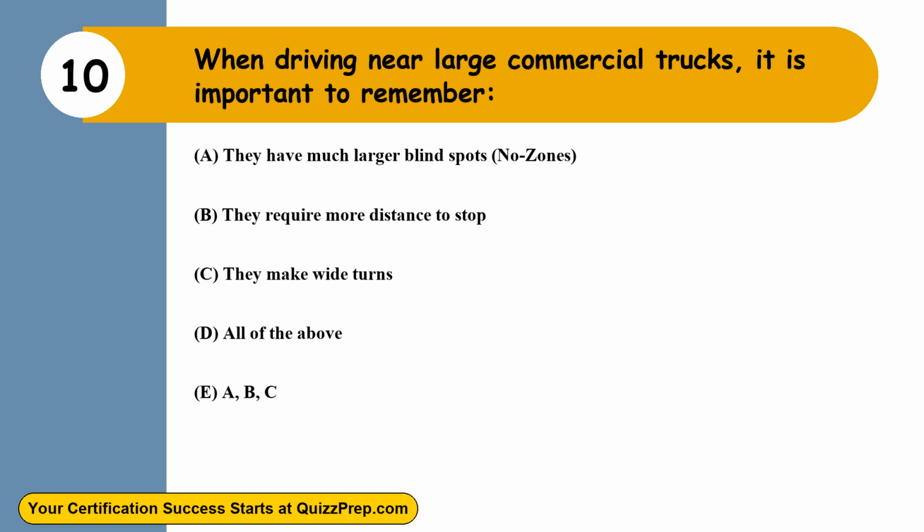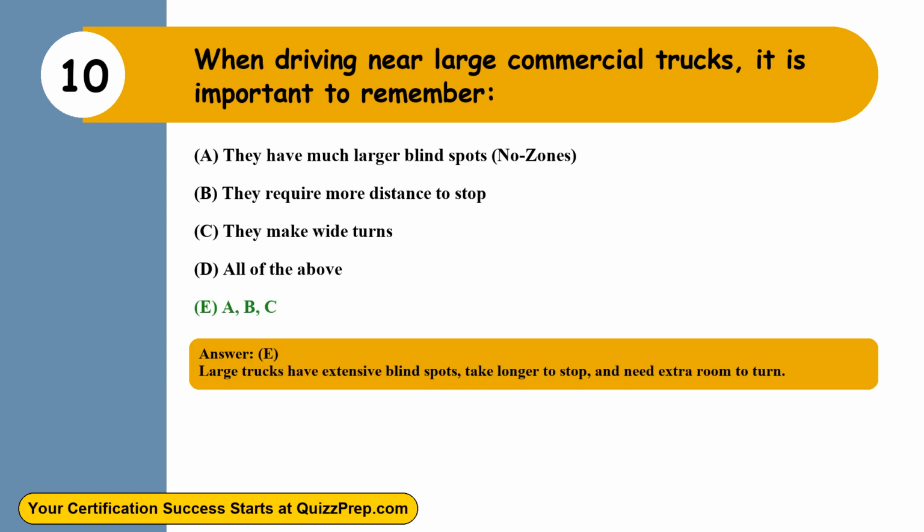Option A. They have much larger blind spots, no zones. Option B. They require more distance to stop. Option C. They make wide turns. Option D. All of the above. Option E. A, B, C. The correct answer is option E. A, B, C. Large trucks have extensive blind spots, take longer to stop, and need extra room to turn. Question 11.